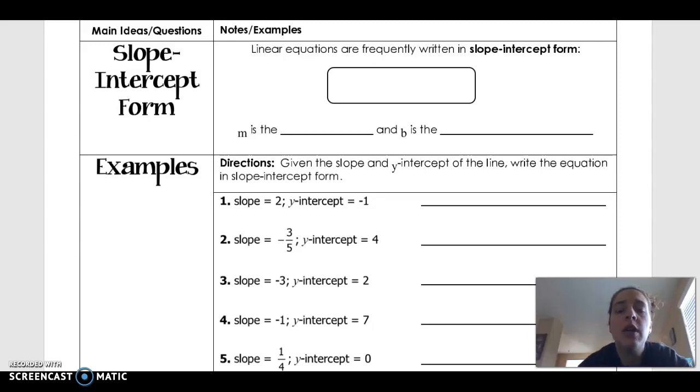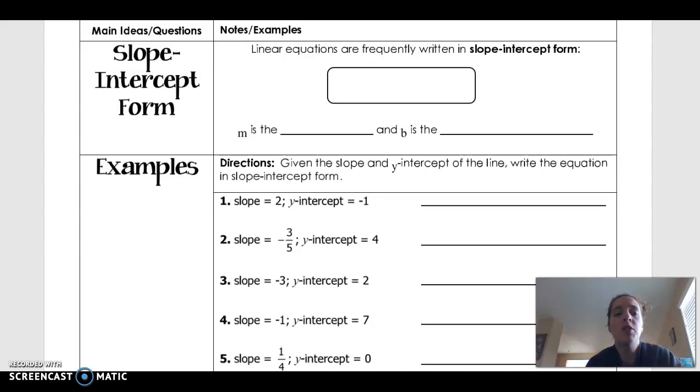Hi guys, in this video we're going to be looking at some different forms that lines and linear equations can be written in. The first of which is slope-intercept form. This is probably the most common form when we're graphing. It is definitely not the most common form when we're looking at those real-life examples and word problems, but we'll get to those in just a little bit.